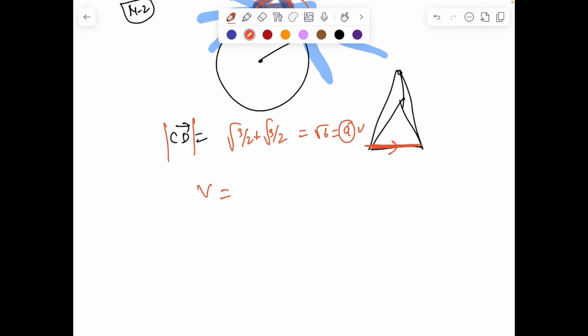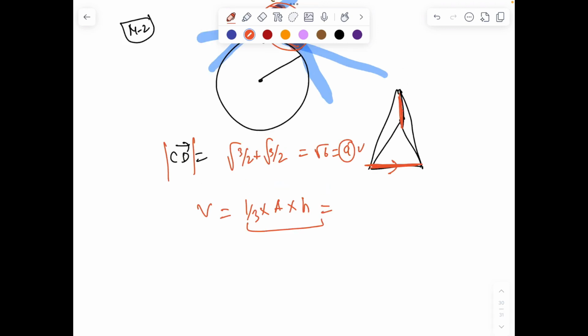Now volume can be written as 1 by 3 times area of base into height. Since the faces are equilateral triangles, we have 1 by 3 into √3 by 4 into A square into √6 into √2 by 3, and that will give you √3 as your answer.